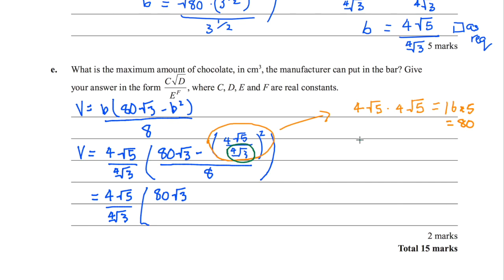The 4th root of 3 times the 4th root of 3 is equal to 3 to the power of a quarter times 3 to the power of a quarter. We know from our index laws, if we have the same base, we can add the powers, so it's 3 to the power of a half, which is the square root of 3. So that makes this a little bit easier.